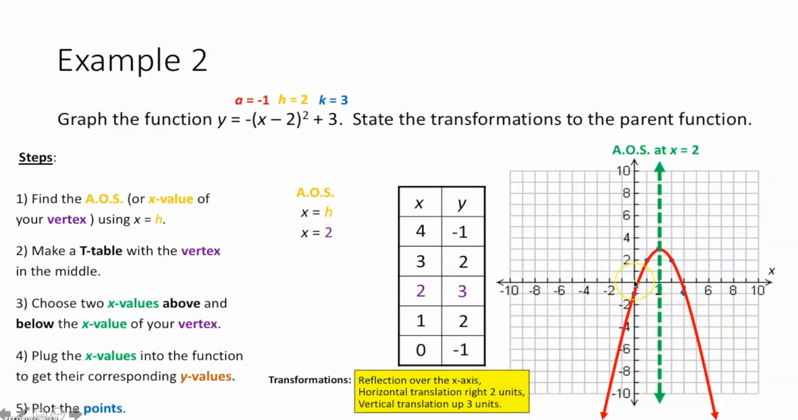So if you took the parent function, flipped it over the x-axis or reflected over the x-axis, horizontally translated it right 2 units and up 3 units, that's how you get this new parabola. Those are the transformations that had to take place in order to create this new function.